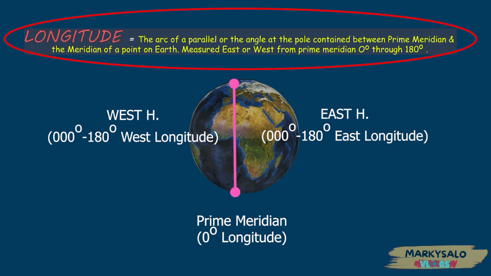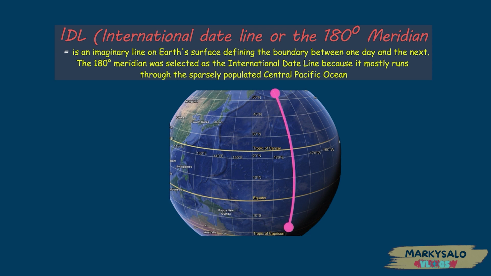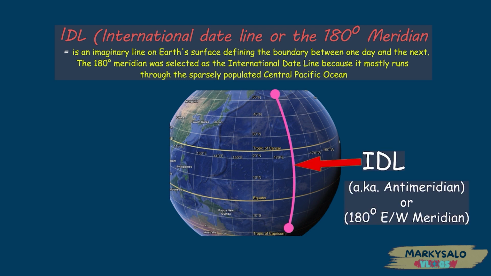Longitude is the arc of a parallel, or the angle at the pole, between the prime meridian and the meridian of a point on Earth, measured east or west from the prime meridian, 0 degrees through 180 degrees. Opposite to the 0-degree meridian, or the prime meridian, is the 180-degree meridian, which is more commonly known as the IDL, or the International Date Line, also known as the anti-meridian.